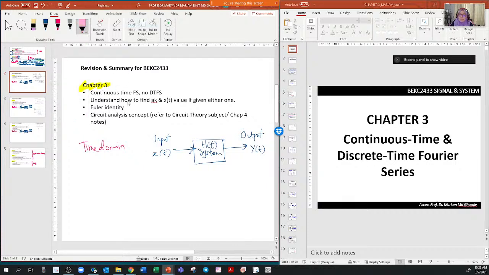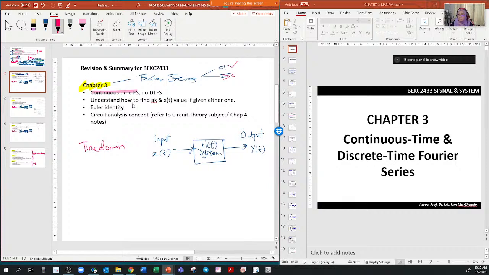Okay, so in the summary for chapter 3, the continuous time signal. In chapter 3 you learn about the Fourier series. You have both continuous time and discrete time, but for this I mentioned that it's only for continuous time. There will be no discrete time, so just take note of that. You only have the continuous time.